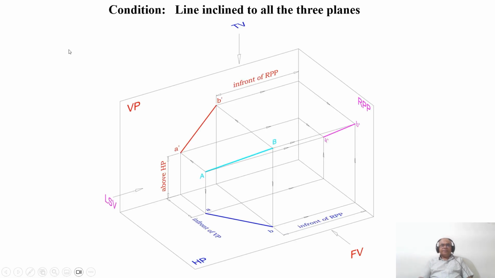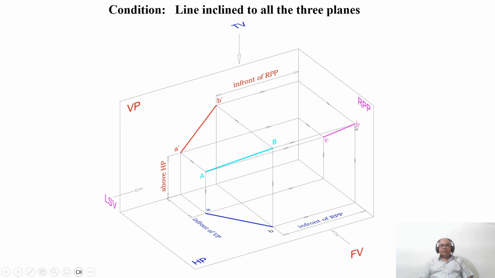Line inclined to all the three planes. Now you can see you have capital A and capital B, and when you look from the front view, that image will fall on the vertical plane. This is A dash, B dash. When you look from the top view, this is projected onto the horizontal plane, which is A and B. When you look from the side view, it is projected onto A double dash and B double dash.